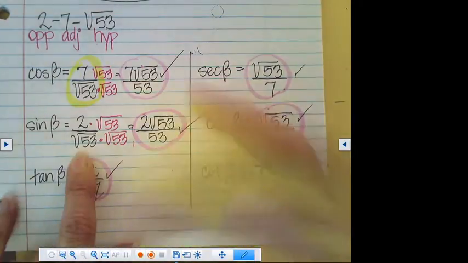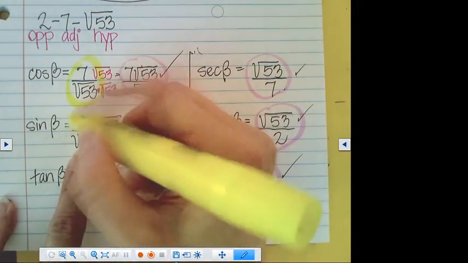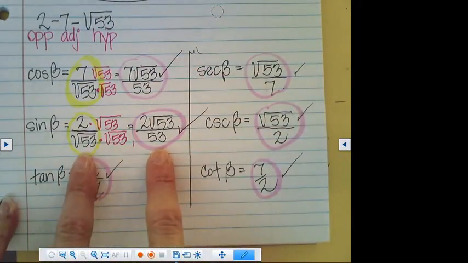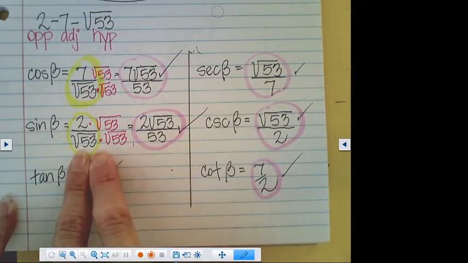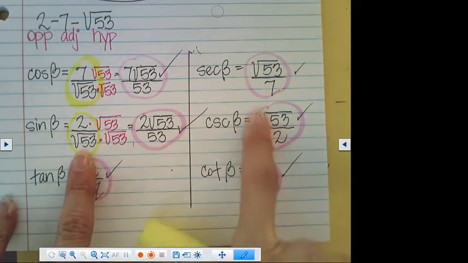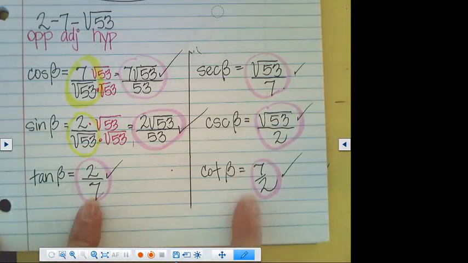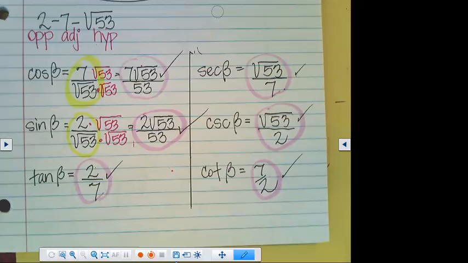Okay, so let's find the reciprocal of our sine of beta. And these are my 2 fractions. Which one of these do I want to invert to find my cosecant? The first one, absolutely, guys. So your square root of 53 goes up to your numerator, 2 goes to your denominator. All right, good job. And then finally, the cotangent of our beta is 7/2. Just invert your fraction. They're the reciprocals.